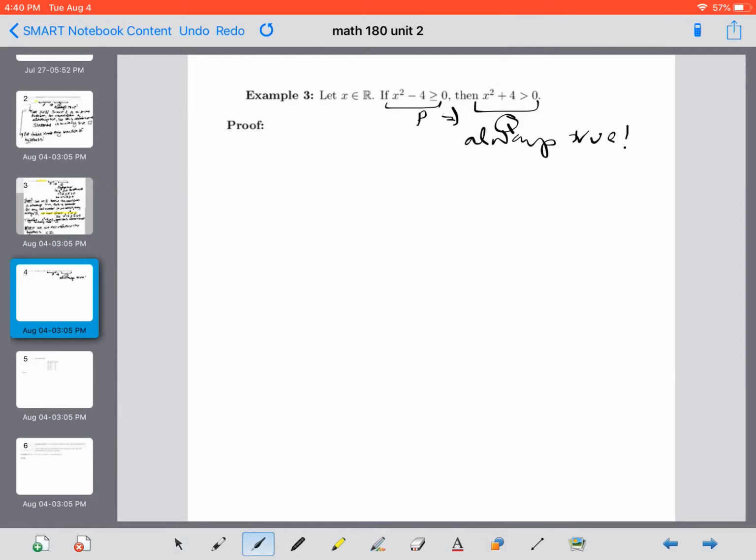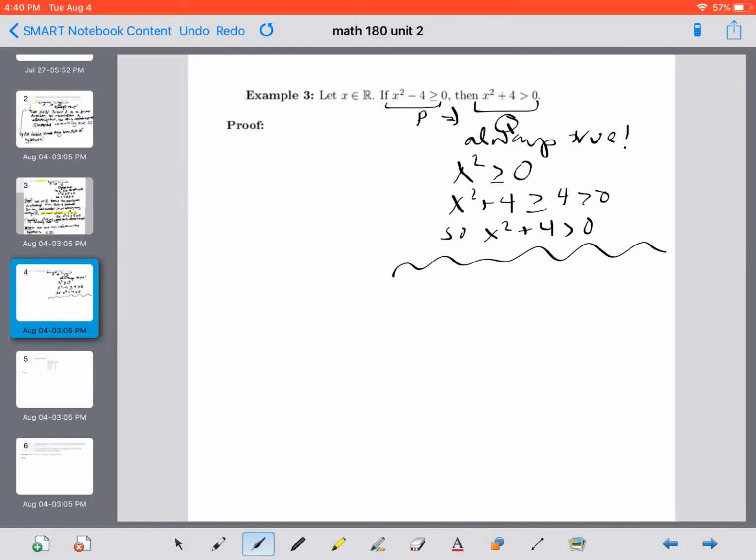Since for any real number, x squared is going to be greater than or equal to 0. Adding 4 to both sides gives me that x squared plus 4 is greater than or equal to 4, which is strictly greater than 0. So we can conclude x squared plus 4 is greater than 0. So this is sort of my scratch work to the proof, just convincing myself that the conclusion is always true. Now I can go ahead and write the proof itself.